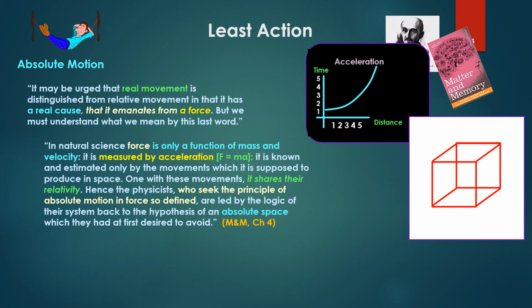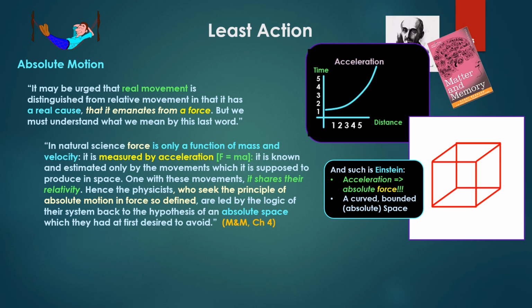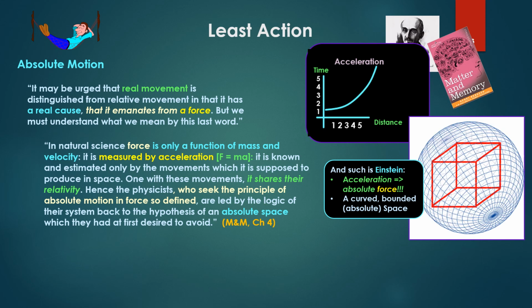Hence the physicists who seek the principle of absolute motion and force, so defined, are led by the logic of their system back to the hypothesis of an absolute space, which they had first desired to avoid. And such is Einstein. He took acceleration to indicate an absolute force. And he ends with a curved, bounded absolute space.